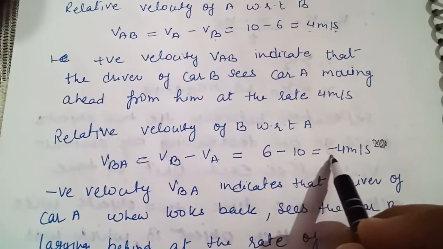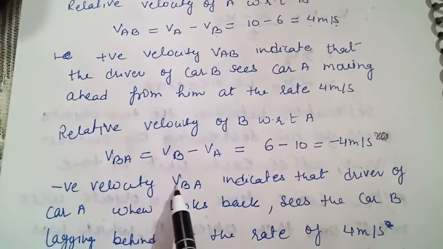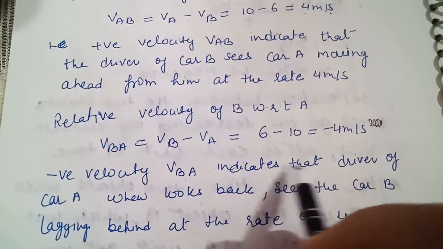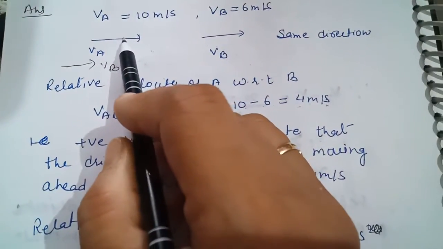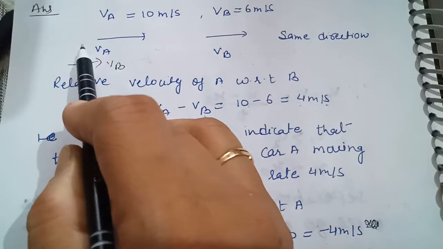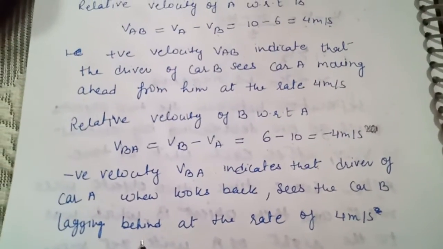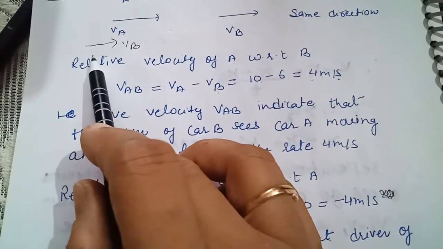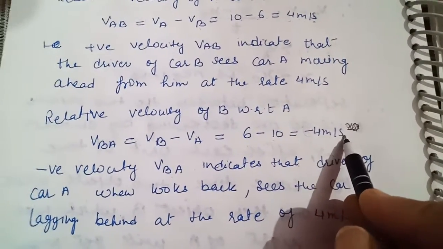Now you have got the negative velocity, relative velocity VBA negative. What is the meaning of negative VBA? Negative VBA indicates that the driver of car A, when he looks at the back, sees that the car B is moving behind, meaning the motion of the car B is lagging behind with the speed of 4 meter per second.